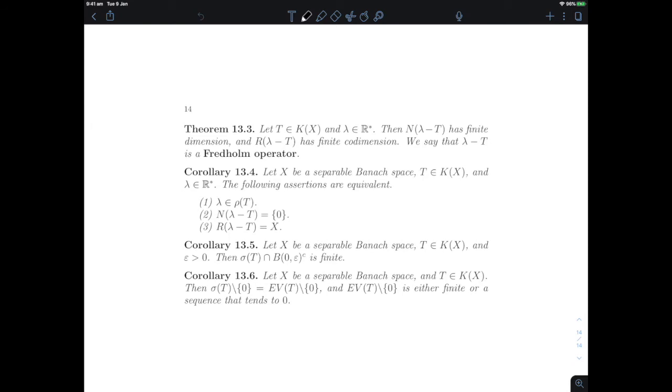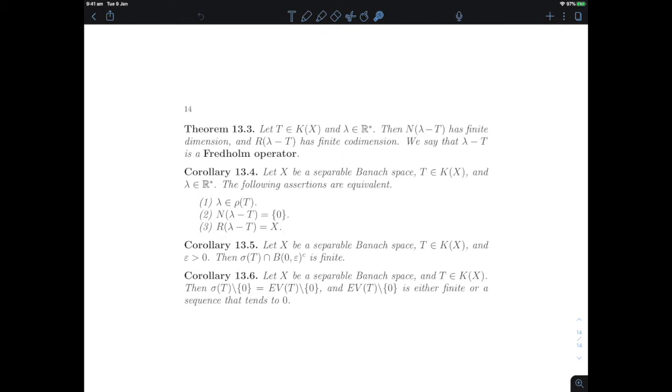So in this video, we conclude our chapter on the spectrum of operators acting between Banach spaces with a formidable theorem called the Fredholm Alternative. This is a theorem for compact operators on any Banach space, and what the theorem tells you is that if you look at the operator lambda identity minus T for any non-zero lambda, this operator is what we call a Fredholm operator, meaning that the null space is finite dimensional, the range is closed, and the range has finite codimension.